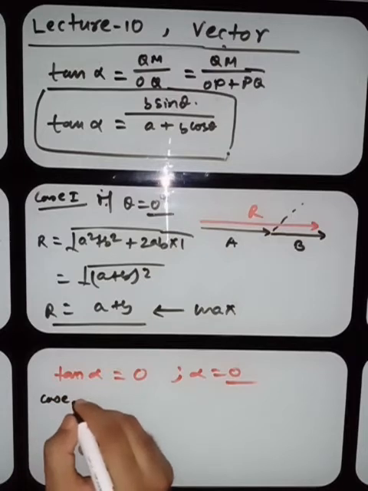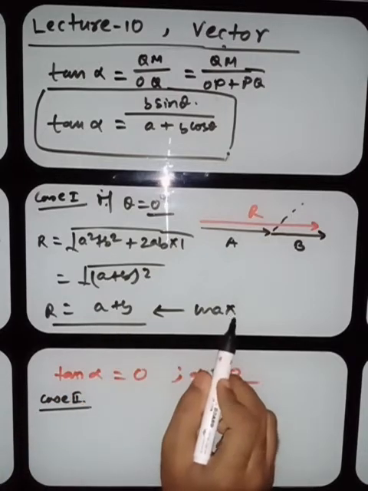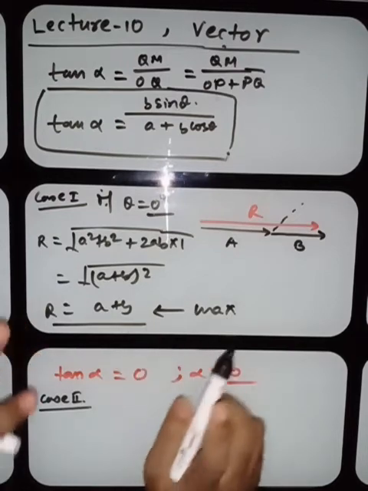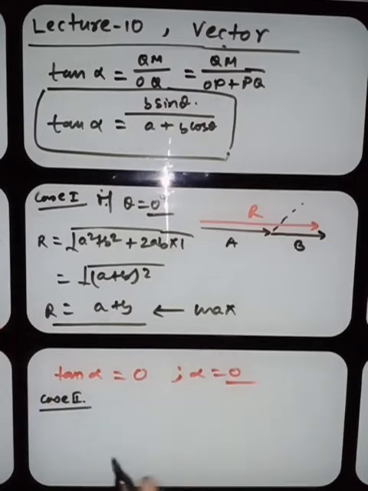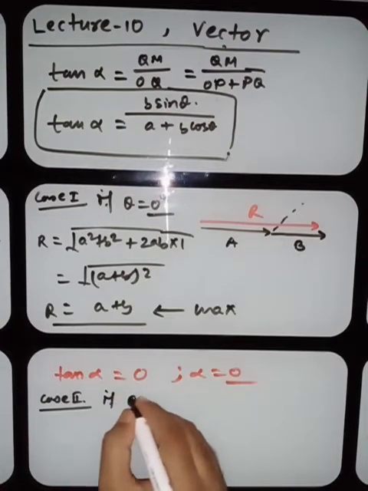Now, the second case. Case 2. Remember, this is the maximum resultant. You can have maximum A plus B, not more than that. Now, the next case, it is if theta is 180 degree.